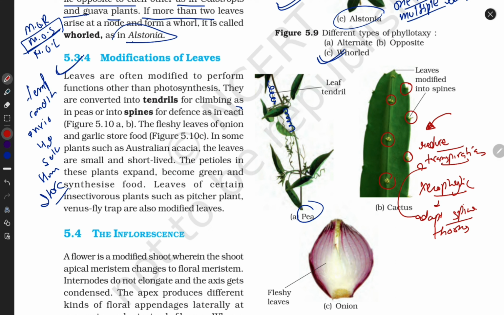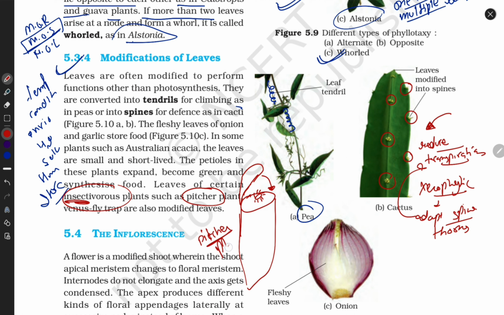Some leaves act as insectivorous. Some leaves work as insectivorous. They have a very beautiful arrangement. If some insect comes here, they can sense it and they close their cap. Advanced feature. They capture their food. They hunt their food. If someone is sitting on this plant, they close and engulf it, and they can eat in this manner.